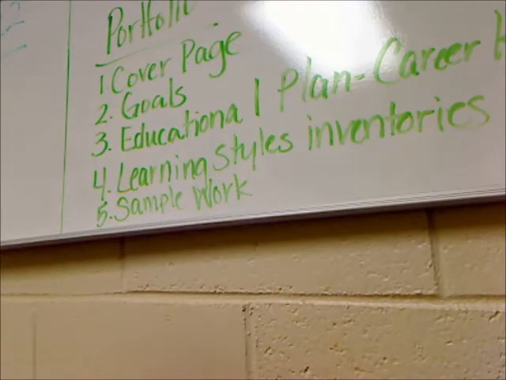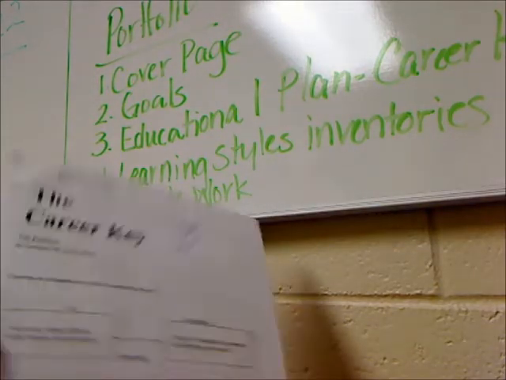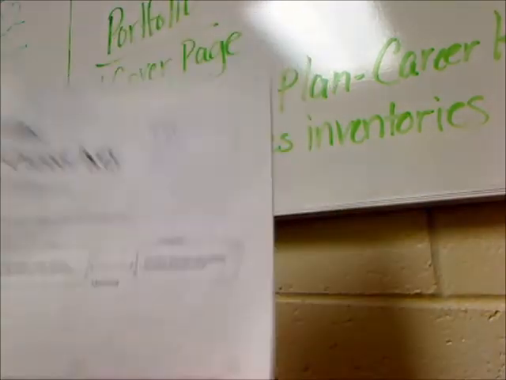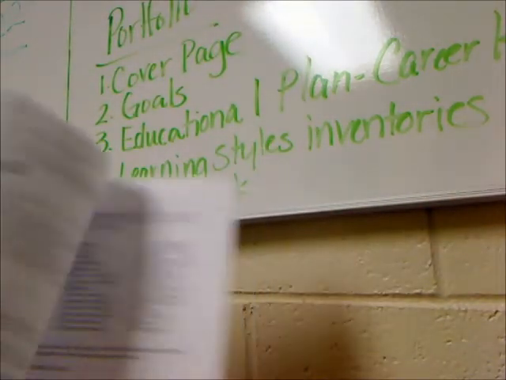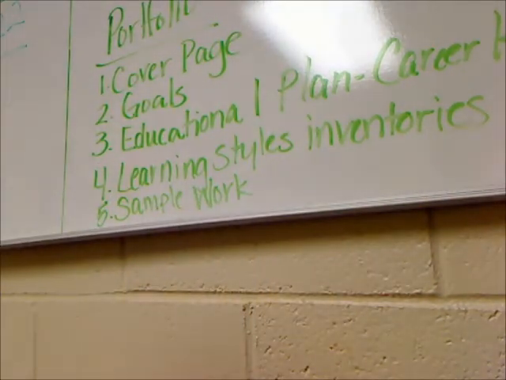And then your career key is actually also called your Highland Code. And this is something that we will do throughout the course. And it's going to look like this right here. And it is a packet and has several pages that will be filled out. So your first tab was your goals. Your second tab was your educational plan and career key.